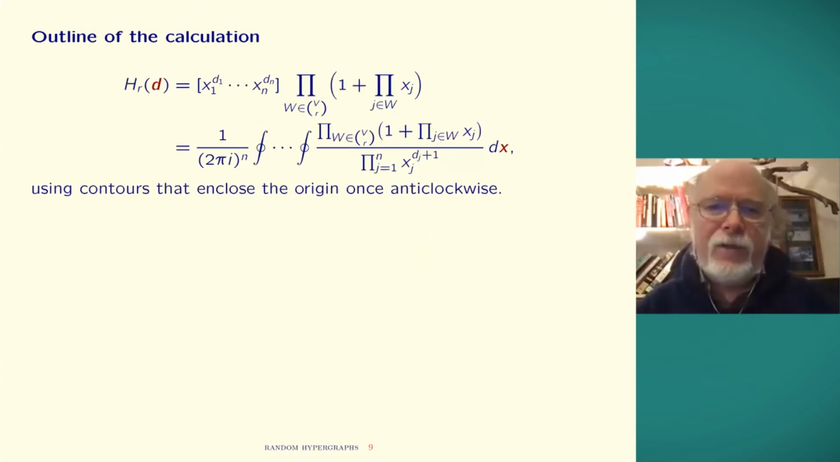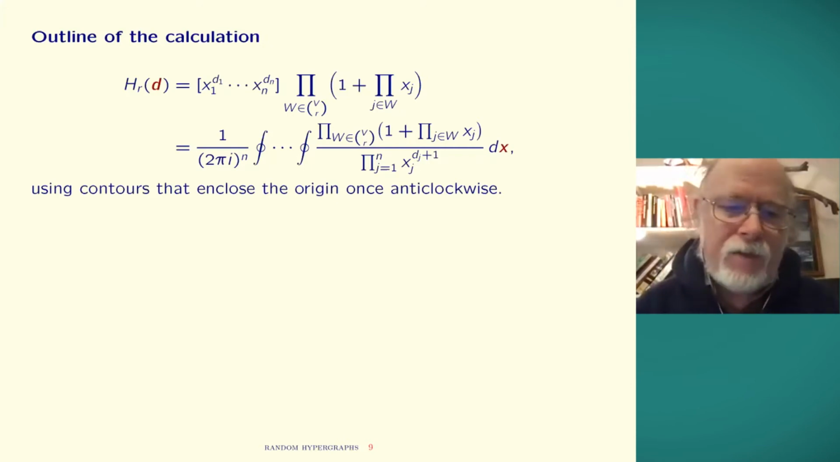So now, how do we do it? Firstly, we write the problem as a generating function problem. We have a variable xj for each vertex j, and then we take the product over all R sets W of 1 plus the product over the R set of xj. So this corresponds to the choice. The 1 is for not choosing W as an edge, and the product of the xj's in that edge corresponds to choosing that edge.